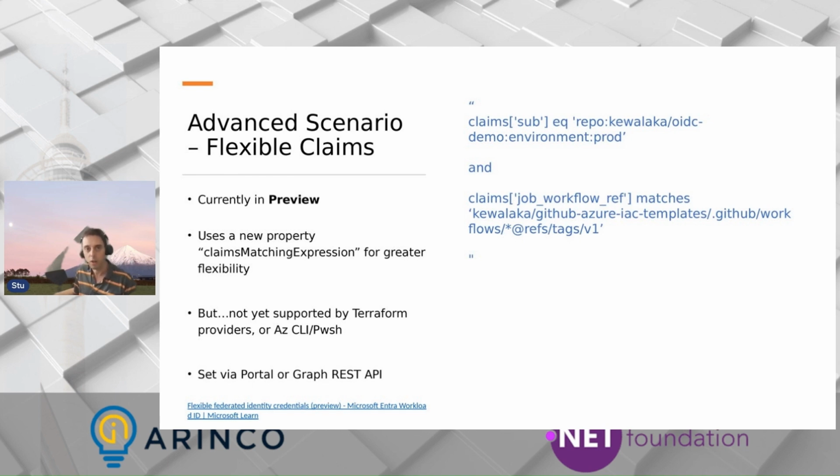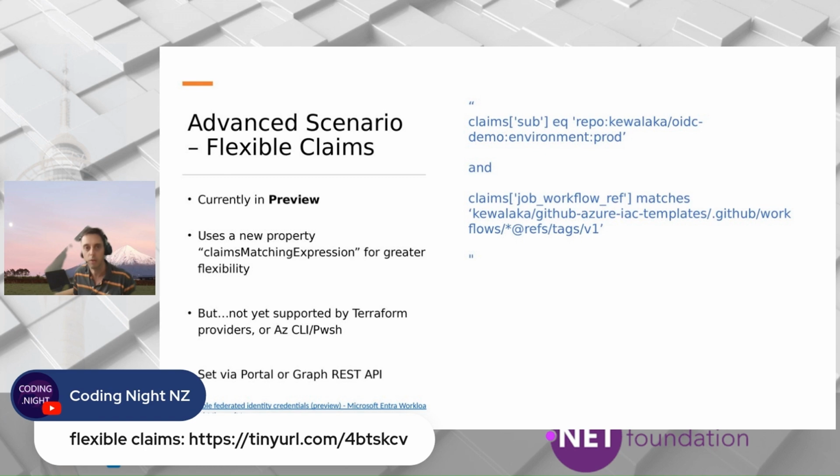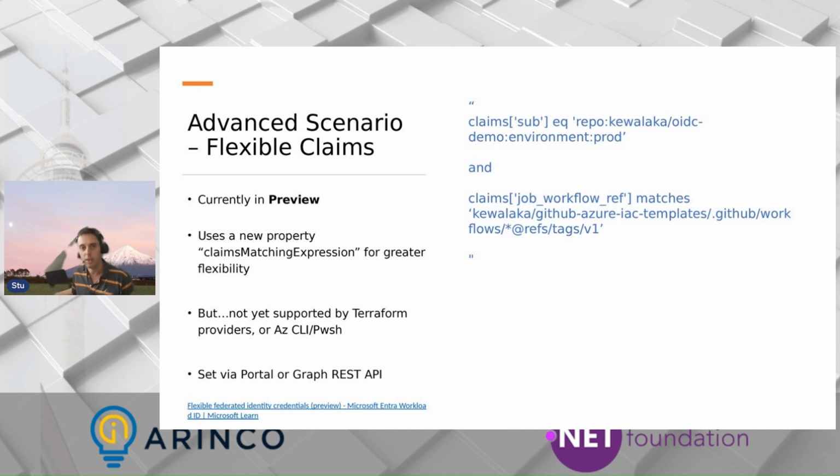Another scenario, which is still currently in preview, one to watch out for, is something called flexible claims. In the examples I showed, the subject was basically a string. You couldn't do much cleverness around that. This new feature in preview adds a new property called claims matching expression. I will call out that it's not yet supported by Terraform providers or AZ CLI or PowerShell, so it's more of a heads up, this is coming announcement.